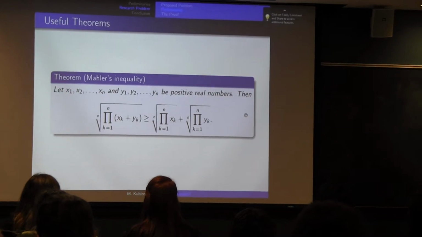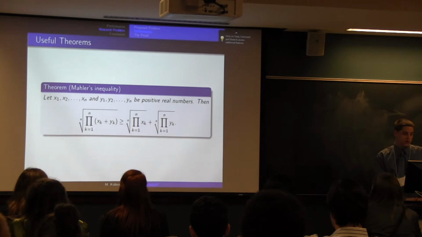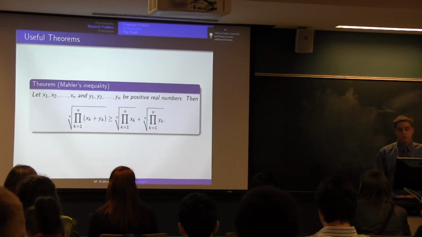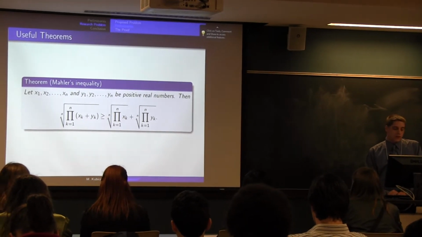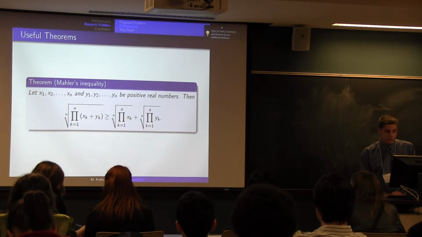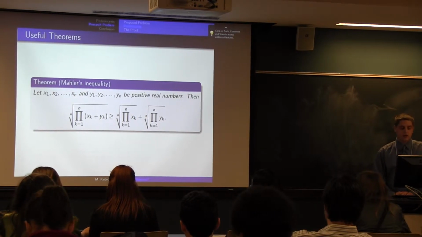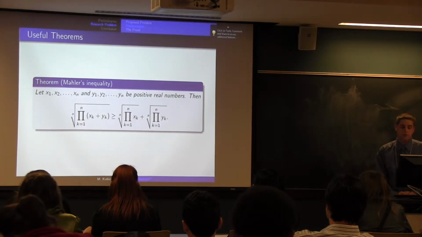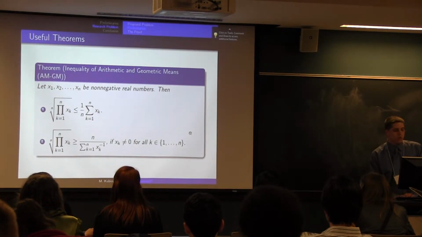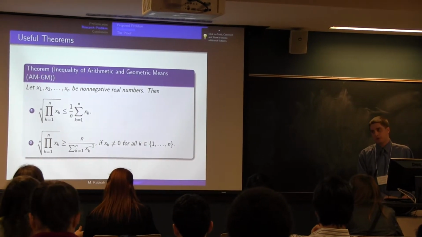One of the first useful theorems that we found was Müller's inequality, where we let x sub 1, x sub 2, all the way up to x sub n, and y sub 1, y sub 2, all the way up to y sub n be positive real numbers. Then we would have the nth root of the product from k equals 1 to n of x sub k plus y sub k is greater than or equal to the nth root of the product from k equals 1 to n of x sub k plus the nth root of the product from k equals 1 to n of y sub k.